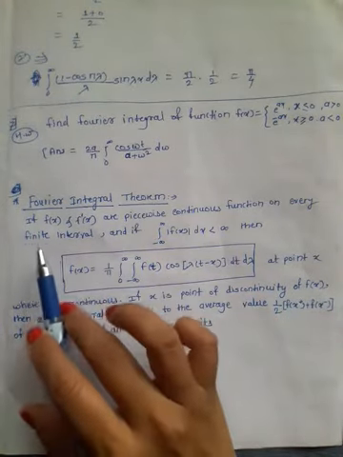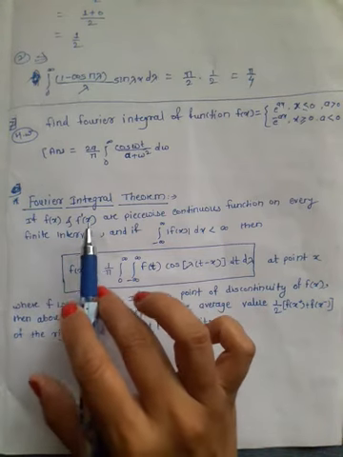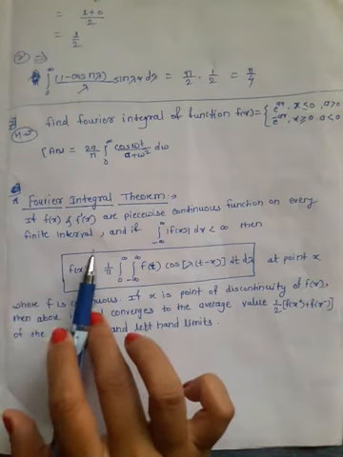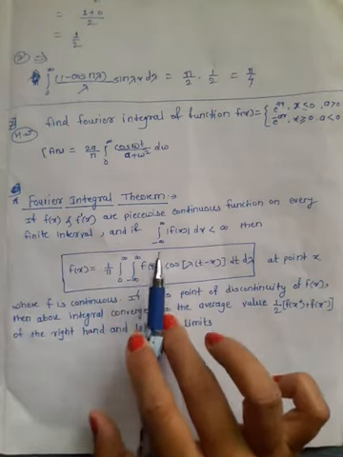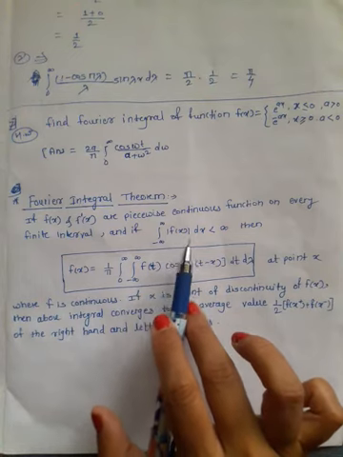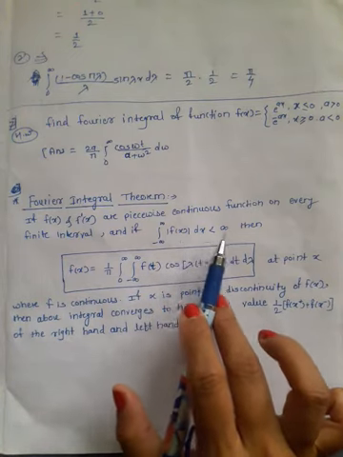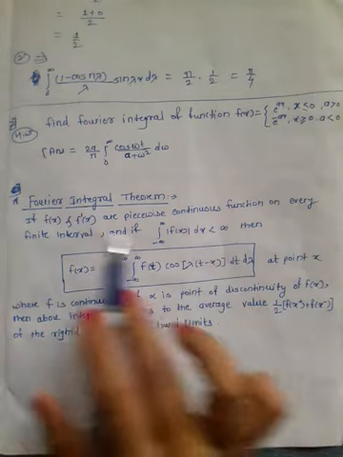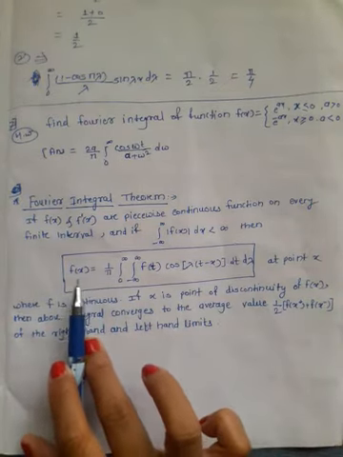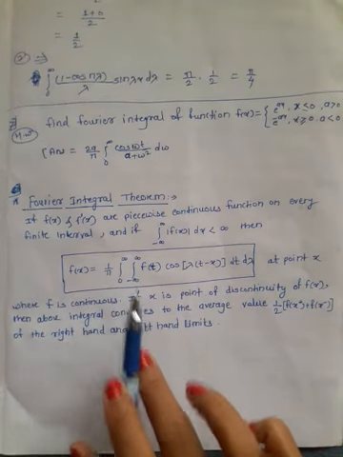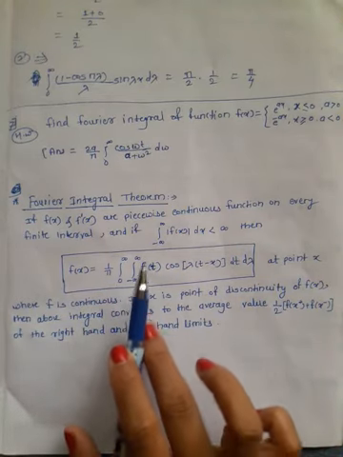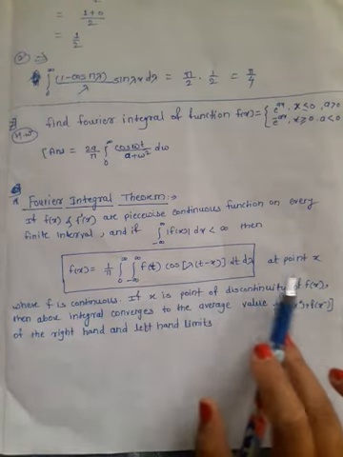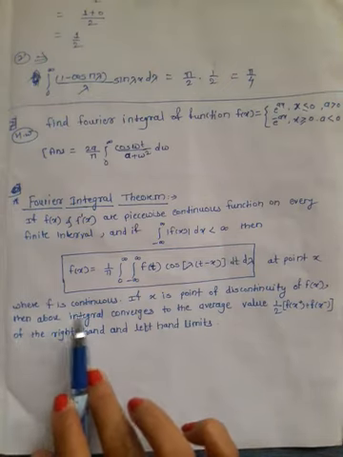The statement of the theorem is: if f(x) and f'(x), that means f(x) and its derivative, are piecewise continuous functions on every finite interval, and if the integration from minus infinity to infinity of |f(x)| dx, where mod means the positive value of f(x), is less than infinity, these are the assumptions of the theorem, then the statement of the Fourier integral theorem is f(x) = 1/π ∫ from 0 to ∞ ∫ from −∞ to ∞ f(t) cos λ(t − x) dt dλ, at the point x where f is continuous.